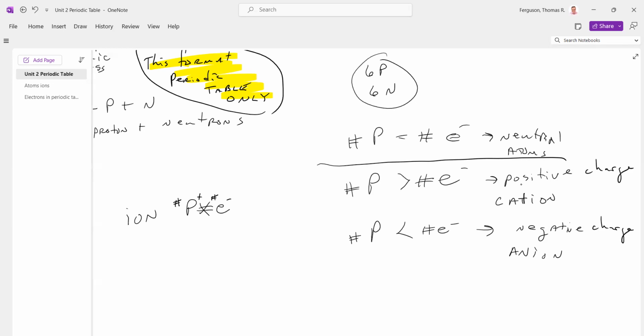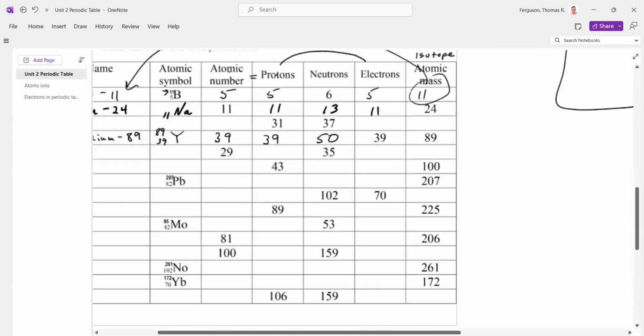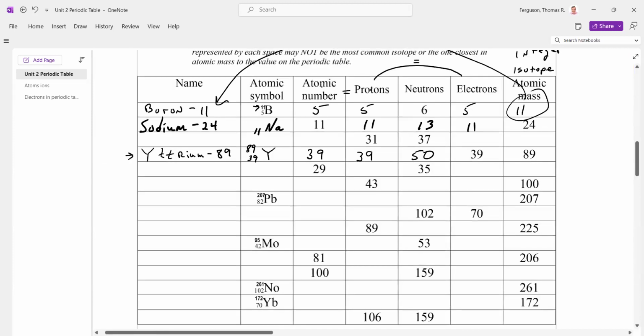Okay, so when it comes down to one of these tables, like your handout today, you need a handout.